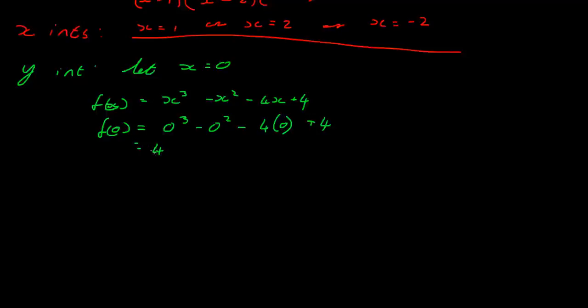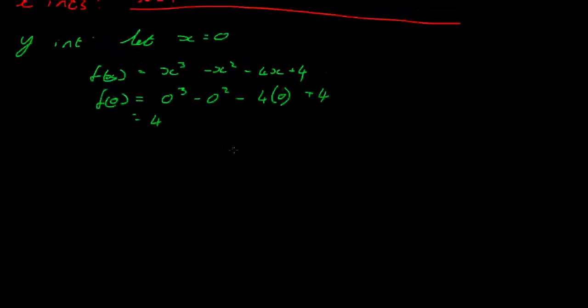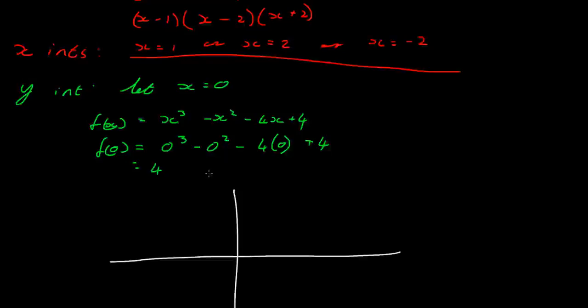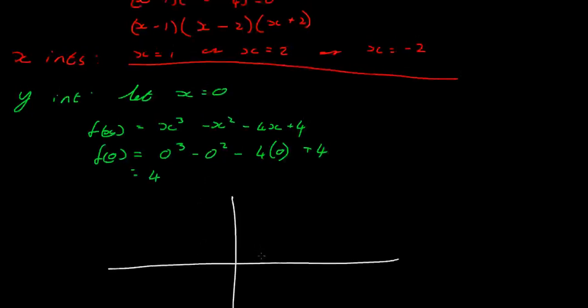And they just sketched it just like that. It looks like they didn't get anything else. So here is the sketch that you then get from that. One thing to know is the general shape of the cubic, and you're going to see that now. So we've got an x-intercept at 1, at 2, and at -2, and our y-intercept is at 4. And how that graph actually looks is like this.